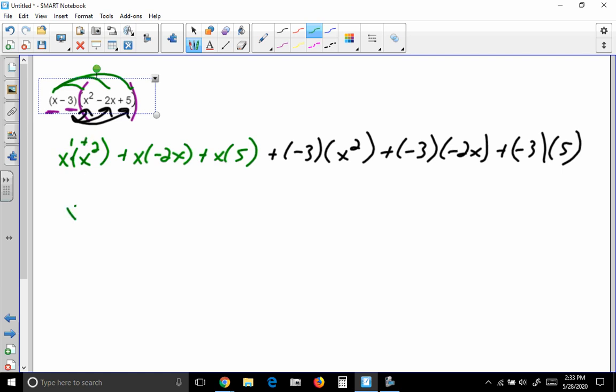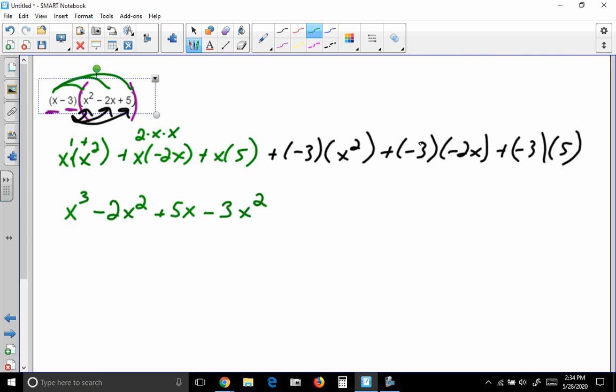Add the exponent. Positive times negative is negative, and we have a 2 times x, so that's 2x to the second. Positive times positive is positive. X times 5, or 5x. Positive times negative is negative. Negative times positive is negative, so negative 3x to the second.